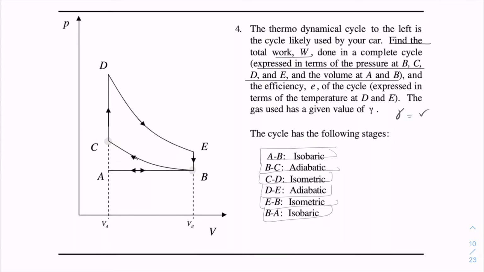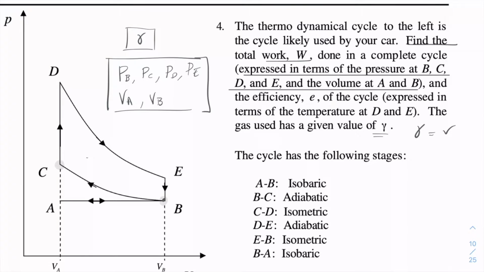We're going to assume that it's known, and then we're assuming that all of our pressure values are also known. So okay, let's try to set some stuff up here. Let's go ahead and get into this. We're told that we need things expressed in terms of pressure at B, C, D, and E. So PB, PC, PD, PE, and then the volume at A and B. So that's what we're allowed to use.